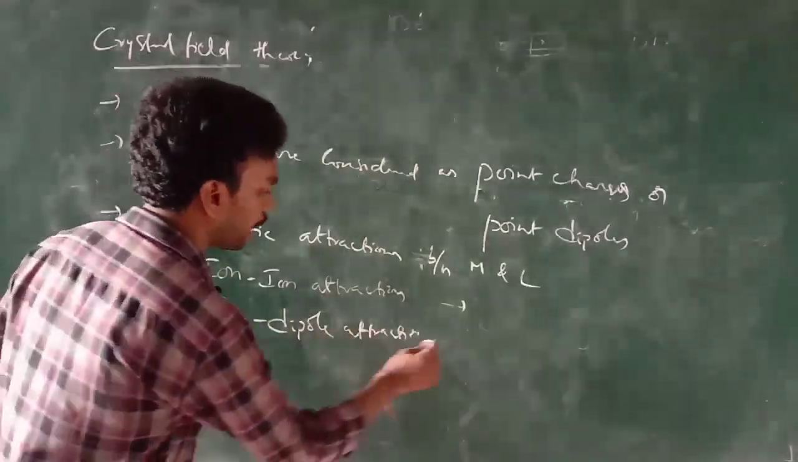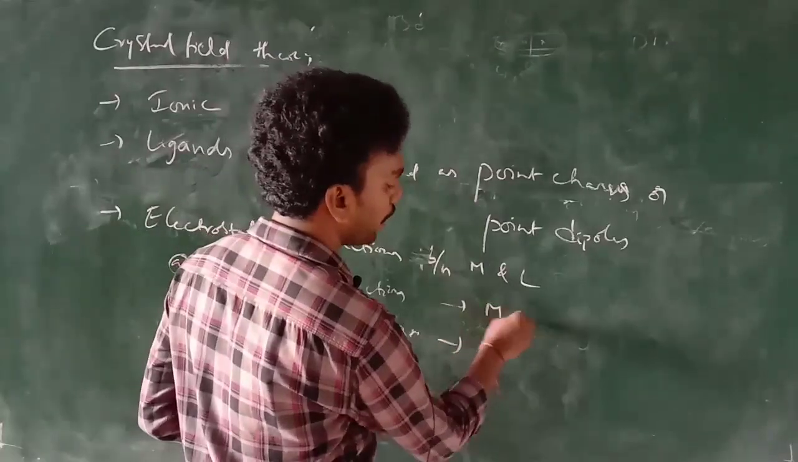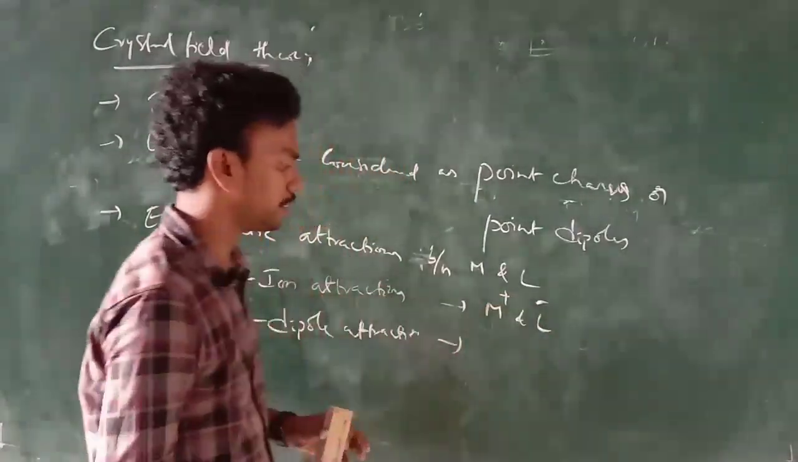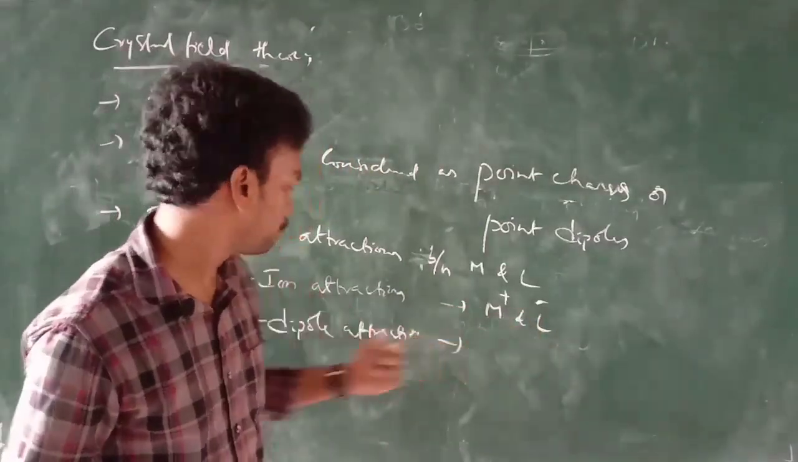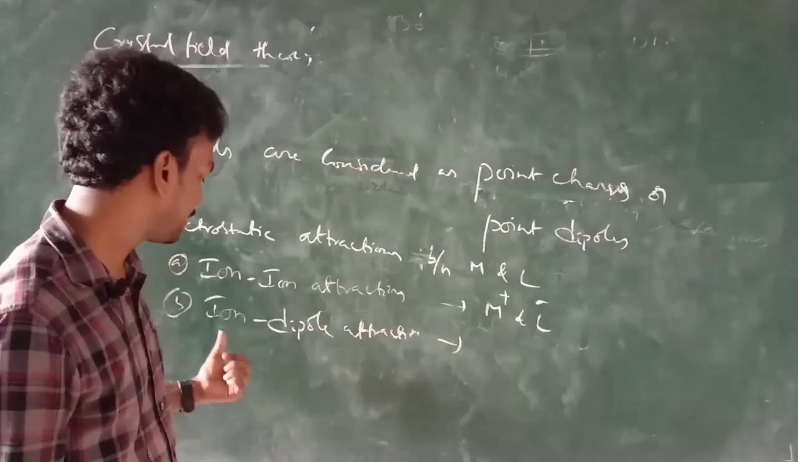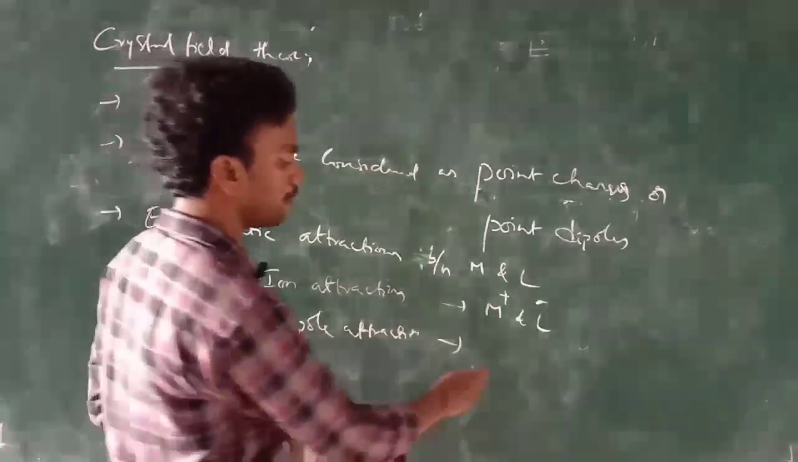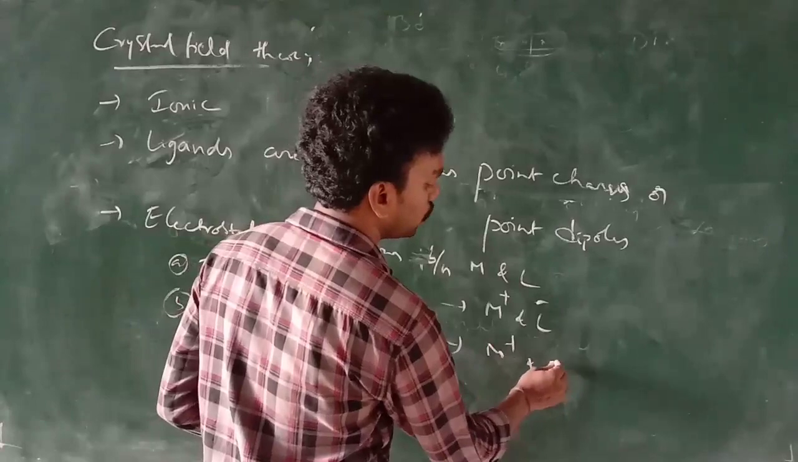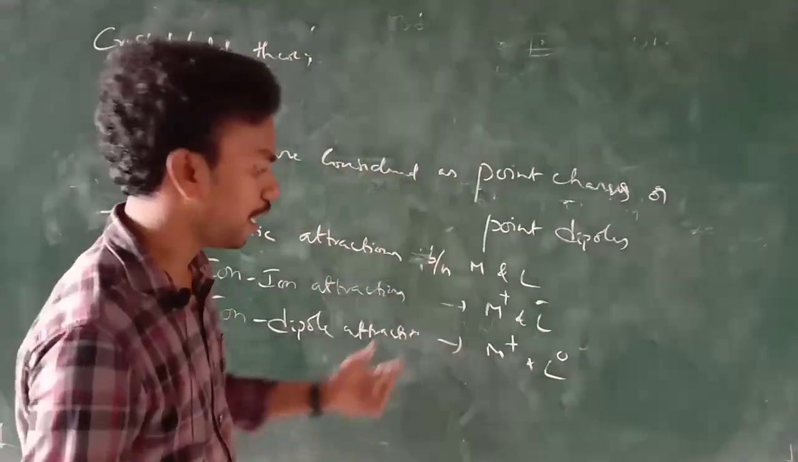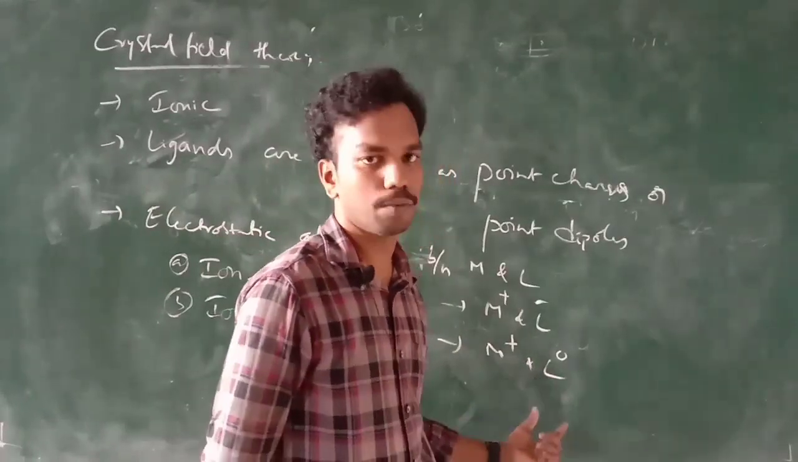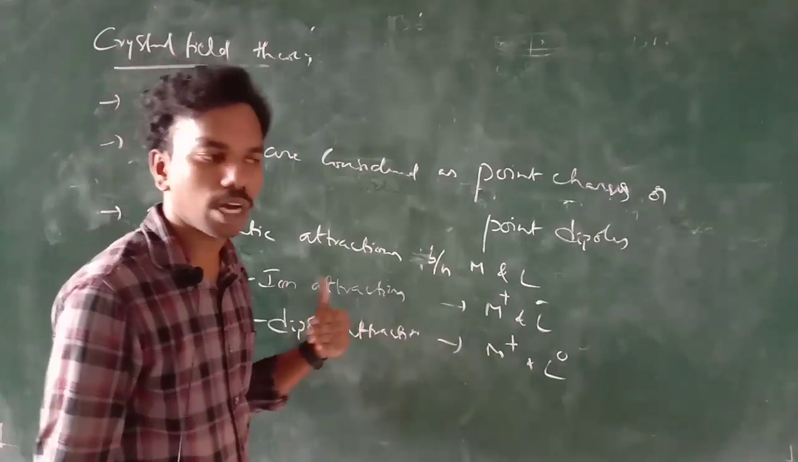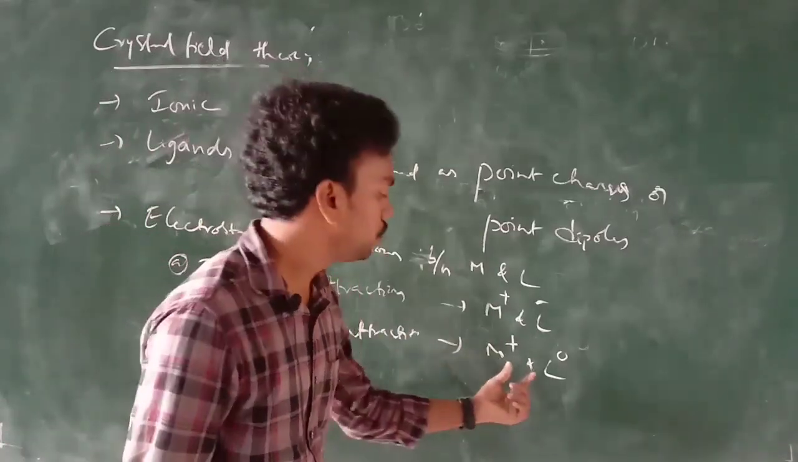Okay. And next, ion dipole attractions. In the previous case, the metal and ligand both are charged, positive metal and the ligand, so the attraction between these two is an ion attraction. The next thing is ion dipole attractions. The metal has a positive charge and the ligand is neutral. Then the attraction is between the ion and this neutral ligand, which is considered a dipole. So ion dipole attractions are between the positive charge on the metal atom and the neutral ligand.